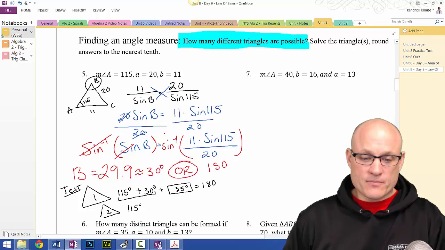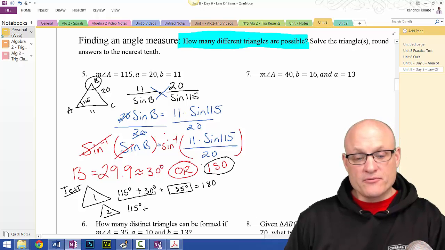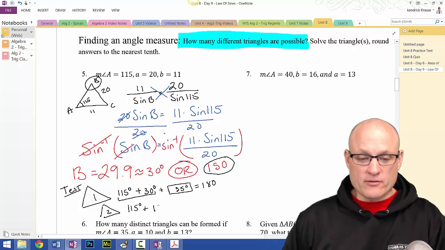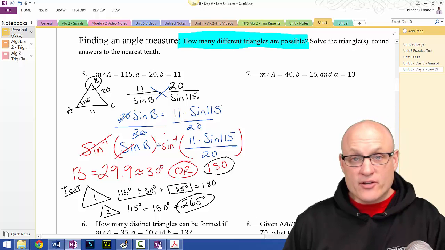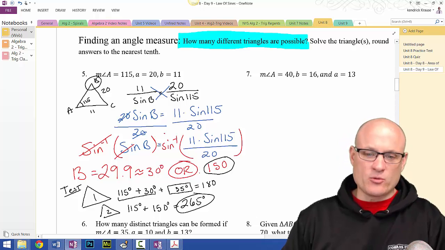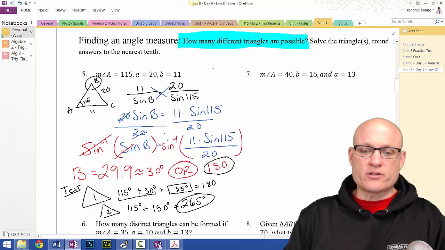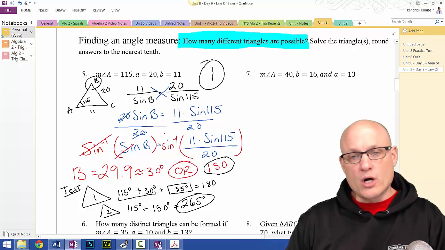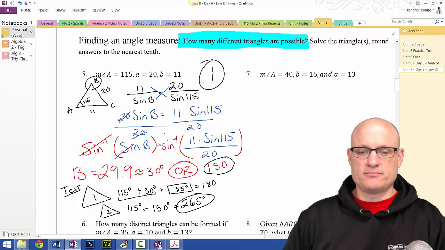115 plus. Now my other possibility for theta was 150 degrees. So I'll add that 150 degrees in. And I look at this and I go, wait a second, I already have 265 degrees, and I still have a third angle to go. I'm way over, so it's not going to work. So believe it or not, all of this work to tell me, hey, you can only make one unique triangle.